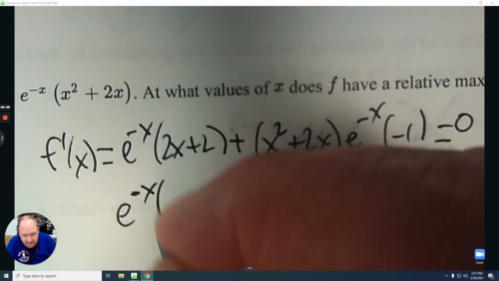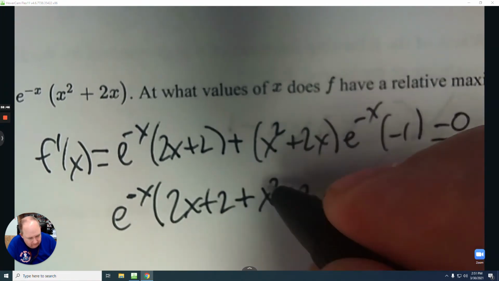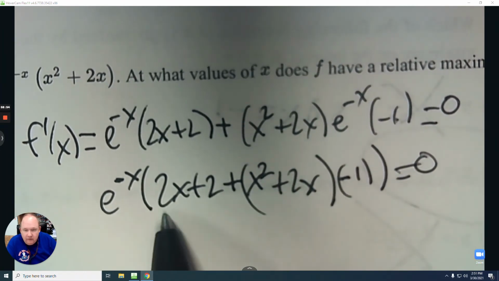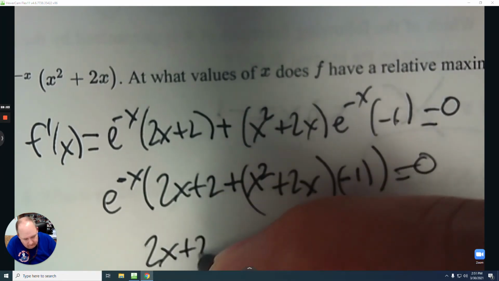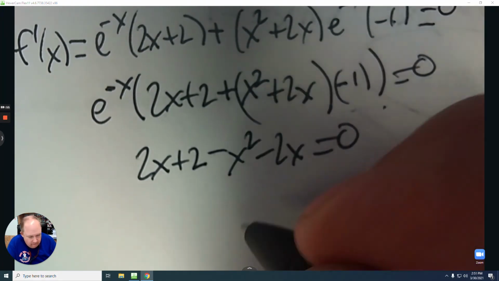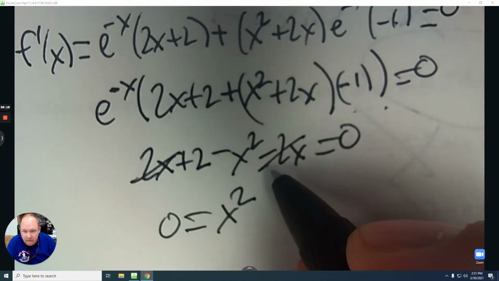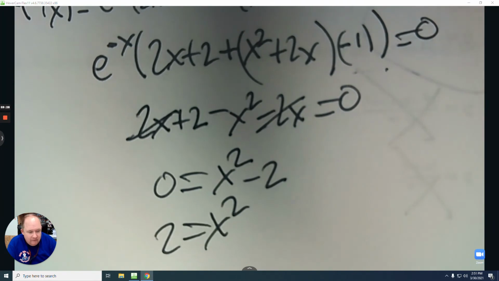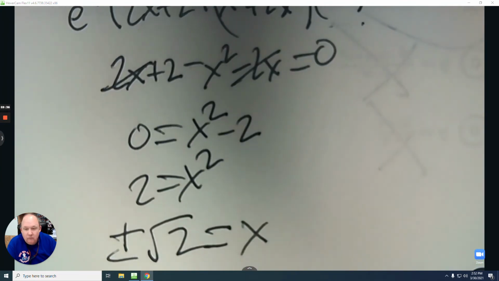I'm going to factor out e to the negative x, and I'm left with 2x plus 2 plus x squared plus 2x, but that's all times negative 1. So I've got to make sure I'm careful about that negative 1. I'm just going to focus inside here. E to the negative x can never be 0, so just this second part I'm going to focus in on. That's 2x plus 2, negative x squared and negative 2x, and I want to solve that. I'm going to add x squared; negative 2x and positive 2x cross out. I'm going to subtract 2 as well. I didn't need to do that, right? I made it equal to 0, but there's no linear term, so there's no sense factoring it. Take the square root, and the answer is positive and negative root 2.